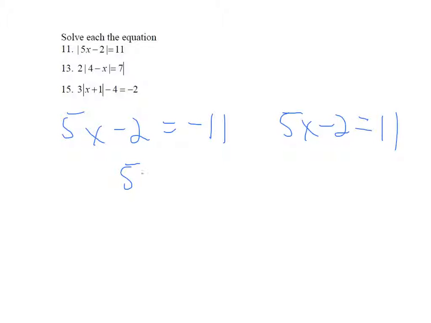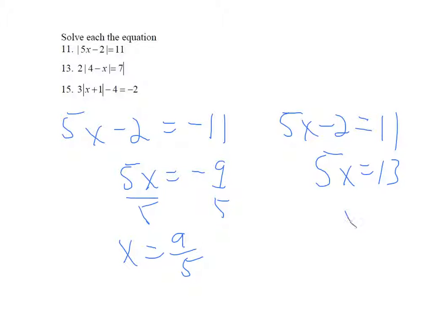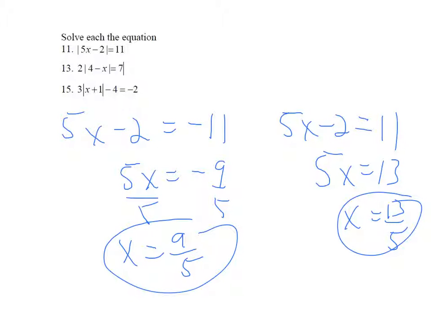Okay? So to solve number 11, I'm going to use that idea. I know that 5x minus 2 has to equal negative 11, because the absolute value of negative 11 is 11. And I know that 5x minus 2 has to also be equal to positive 11. So I'm going to solve this. I'm going to add 2 to both sides of this equation. That gives me 5x equals negative 9. Then I'm going to divide by 5, so x equals negative 9/5. And if I look at this side, I'm going to add 2, so that's 5x equals 13, and x equals 13 over 5. So those are my two solutions, and I should check. I'm not going to. You can.